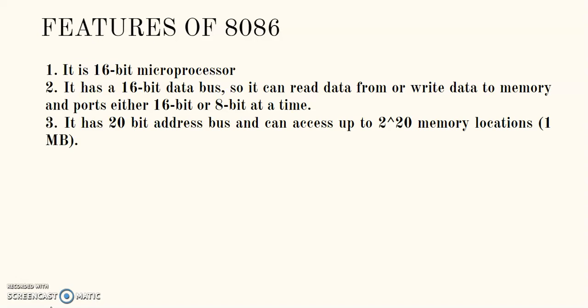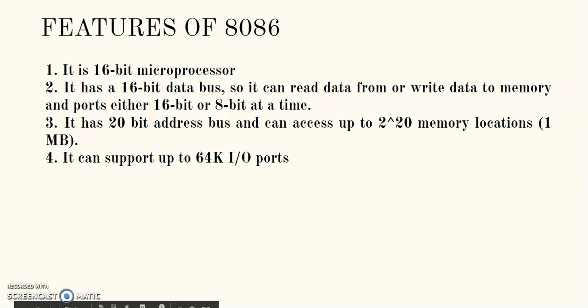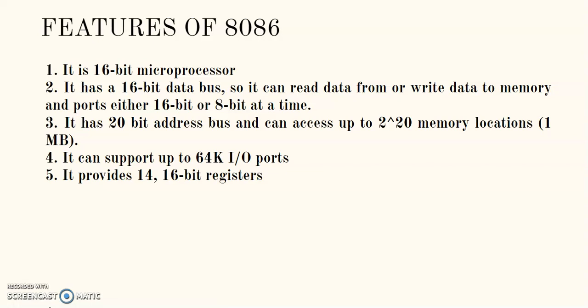8086 has a 20-bit address bus. Having a 20-bit address bus makes it possible to access 2 raised to 20, that is 1 megabyte of memory locations. 8086 can support up to 64K IO ports. That means they can be interfaced to the 8086. The internal registers present in the 8086 microprocessor are 14 in number, and each of these registers is a 16-bit register.